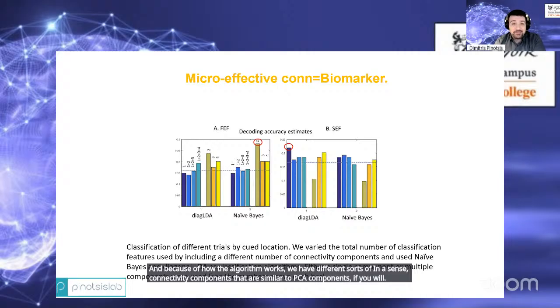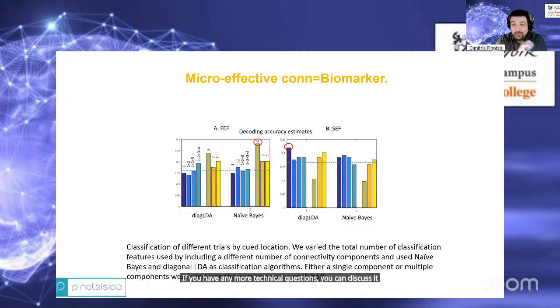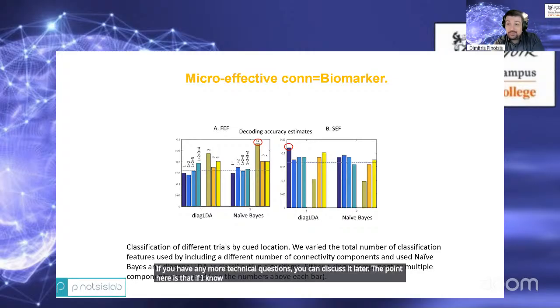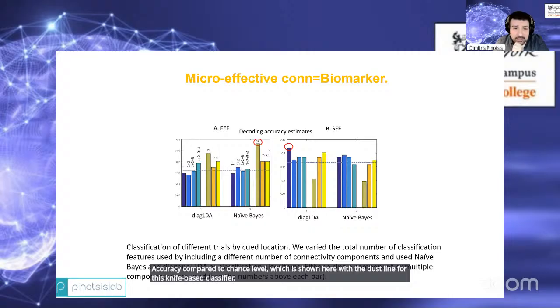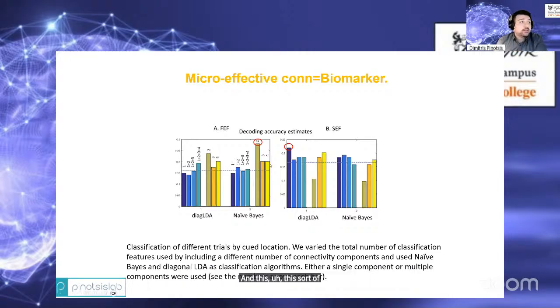If you have any more technical questions, we can discuss it later. The point here is that if I know the microscopic connectivity pattern, I know the memory. So this is some sort of decoding feature that I can use to decode with above chance. As you see here, it goes up to much higher, double accuracy compared to chance level, which is shown here with the dashed line for this naive Bayes classifier. And this greenish bar, number 2, with naive Bayes, and this is the dashed line I was talking about before.